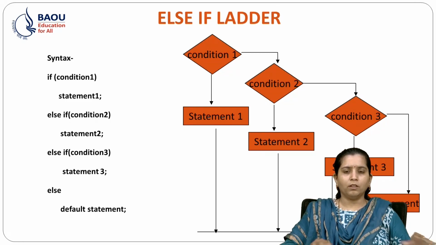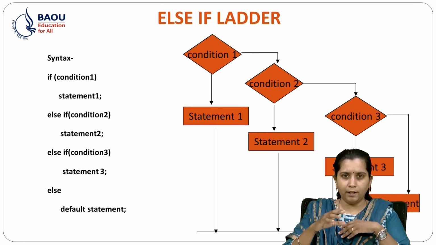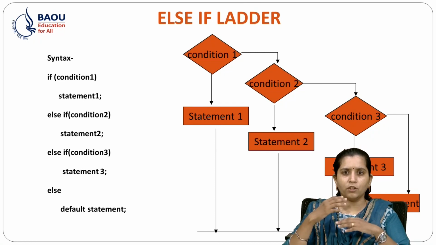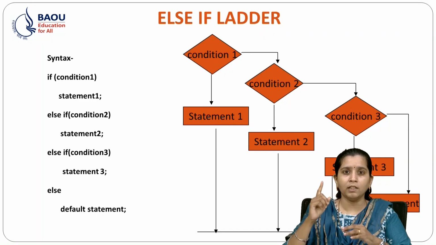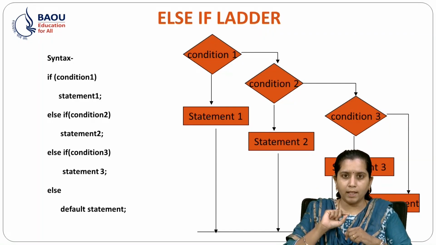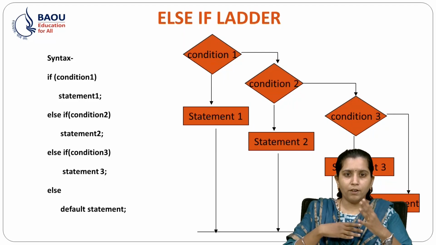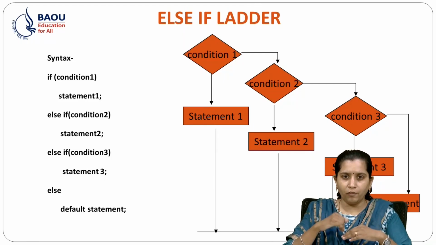Okay, so this is the if else ladder. First, the if condition is checked. If the condition is true, then the if block will be executed. Second is the else if condition. If the first condition fails, then this else if block will be executed. And instead of writing this condition nested, we have written that condition in else if.